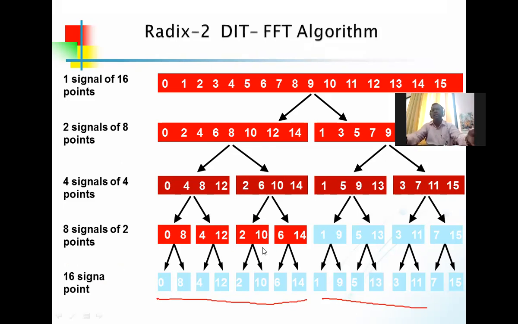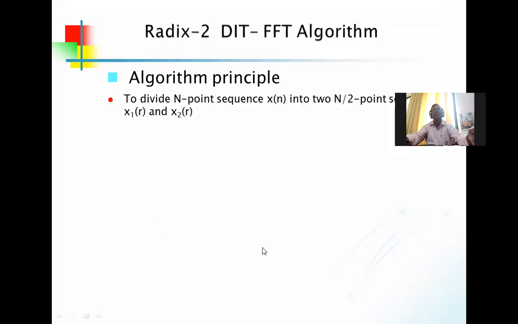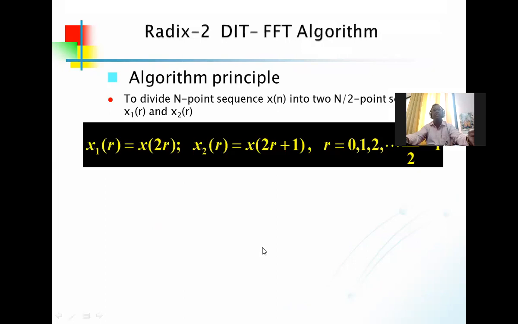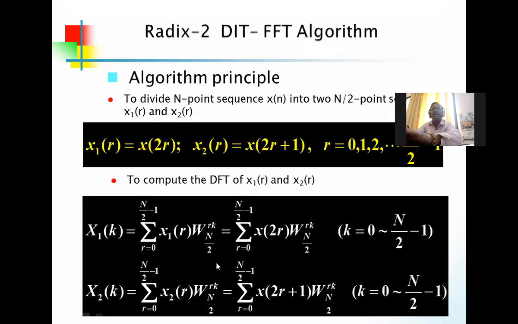Okay, now let us understand with the equation format. पहला हमने क्या किया है, to divide an N point sequence x of n into N by 2 points, x1 of r and x2 of r, right? So that means I am just dividing this N point sequence x of n into two: x1 of r, which we are calling the even function, and x2 of r, which we are calling the odd function. Then to compute the DFT of x1 of r and x2 of r, we have this equation.